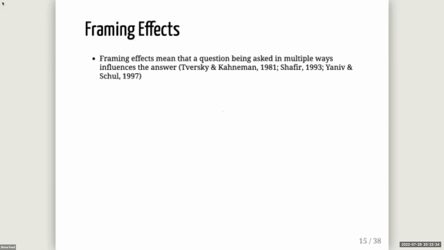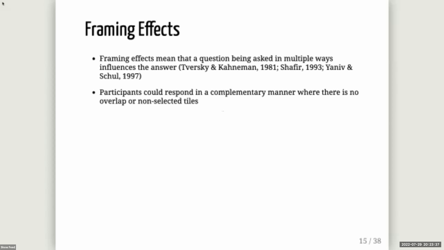So for the framing effects, we have two different ways that we're more or less asking the same question. Framing effects mean that a question is being asked in multiple ways, and that the ways that you're asking the question might influence the answer. So participants could respond either in a complementary manner, where there is no overlap or non-selected tiles, or in a non-complementary manner if there is a framing effect.